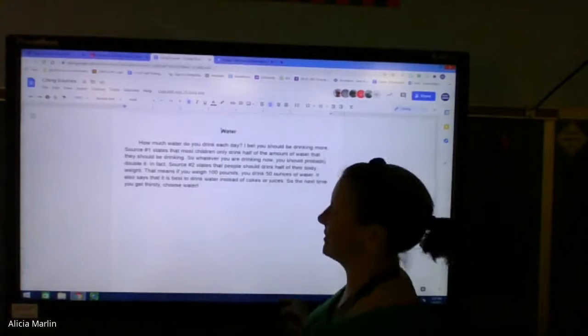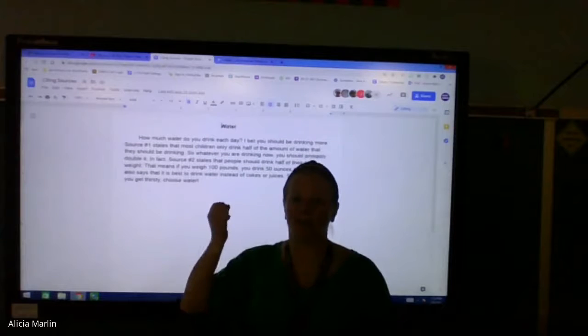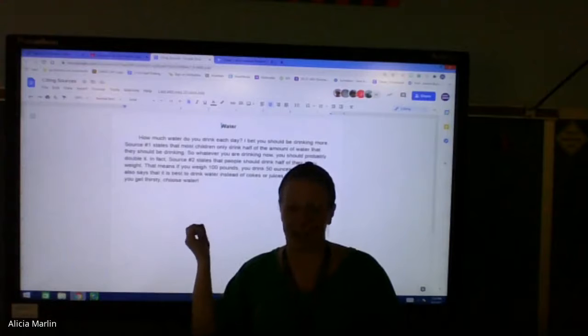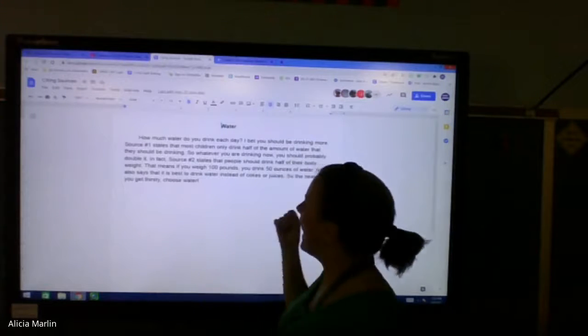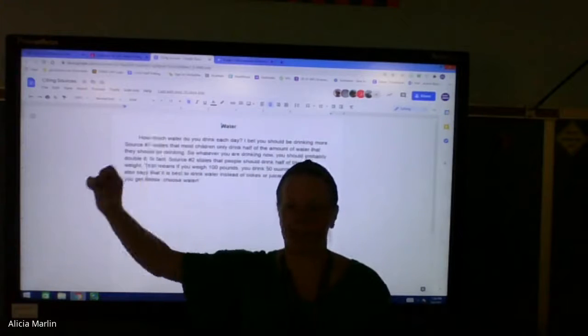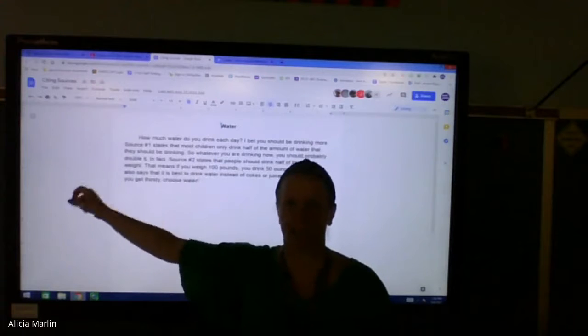Now, this is where the other thing I posted is going to come in. This is an example answer. It has nothing to do with astronauts, but this is an example answer that shows you how you're going to say source number 1 says this. Source number 2 says this.